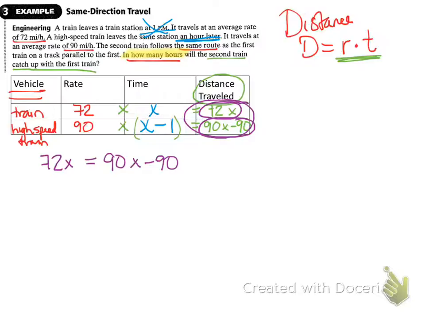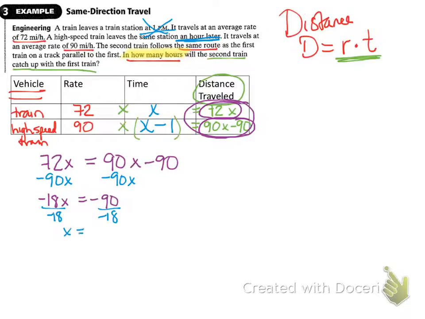All right, so backwards through PEMDAS, I need all variables on one side. I'm going to subtract 90x. That will give me 72 minus 90 is negative 18x equals negative 90. Opposite of multiplication is division. Divide by negative 18.